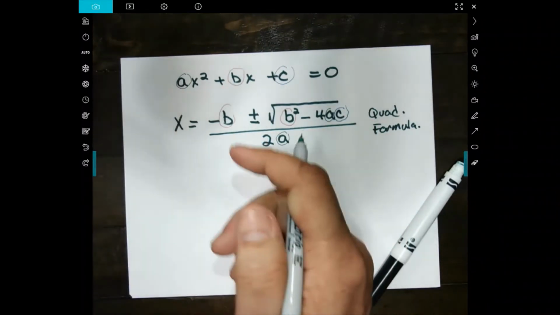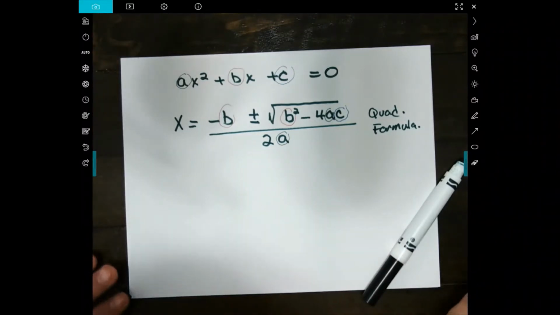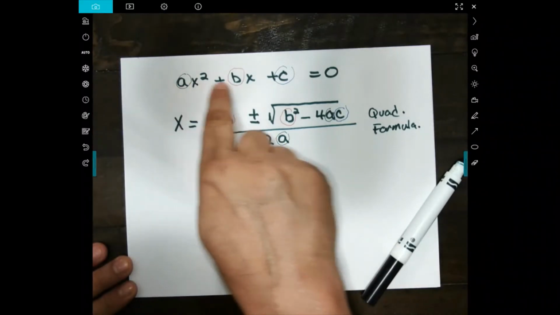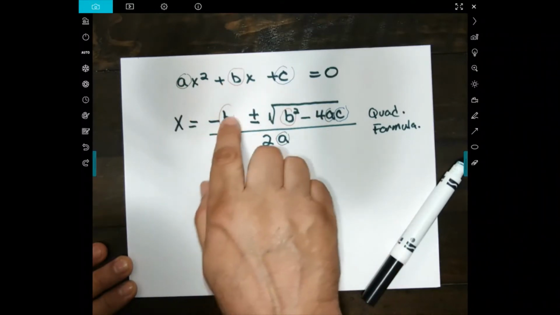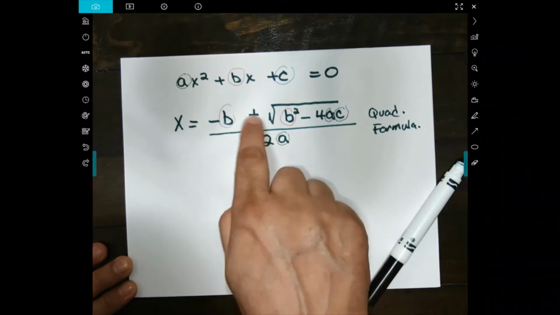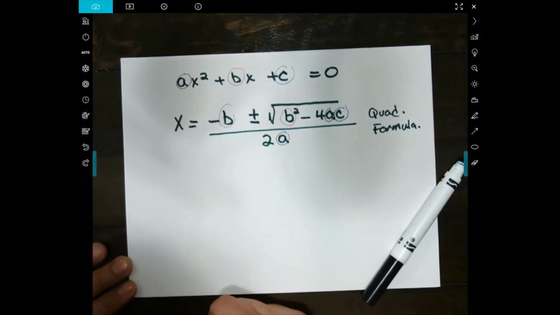So the quadratic formula is fairly simple to use. It takes a little bit of work, but all you have to do is, when you have your equation in standard form, take the coefficients and substitute them in the given locations, do the arithmetic, and you'll get your solutions.